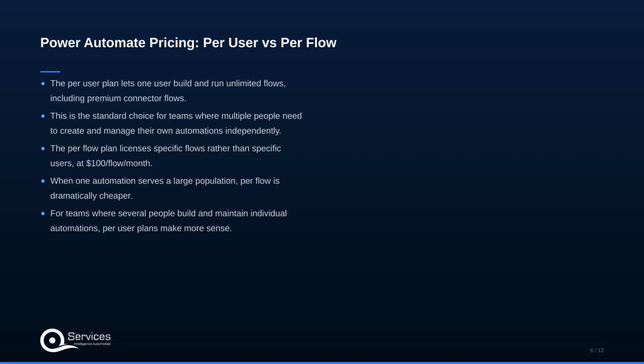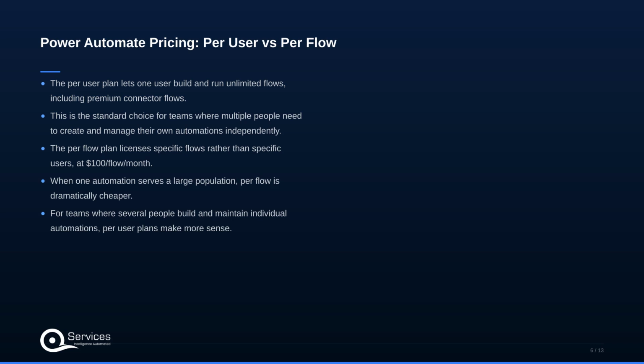Let's move on to Power Automate pricing, per user versus per flow. Power Automate for SMBs is where Power Platform licensing for SMBs 2026 gets genuinely interesting, because the per flow plan sounds expensive in isolation but becomes very cost-effective when one automation serves a large user population. The per-user plan lets one user build and run unlimited flows, including premium connector flows. This is the standard choice for teams where multiple people need to create and manage their own automations independently.